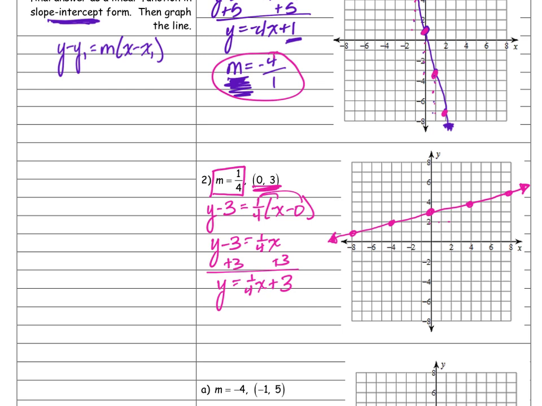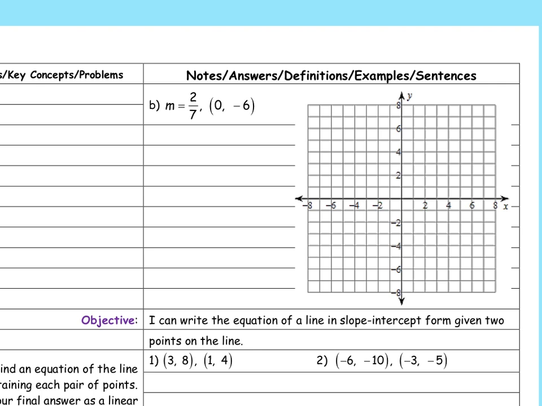Is everyone okay now? All right, I think there's one more, sorry, because the directions say that I need to put it in point slope form first. I'm going to do that. So I've got y plus 6 equals 2/7 times x minus 0. Distribute. I get y plus 6 equals 2/7 x. Subtract 6. y equals 2/7 x minus 6.